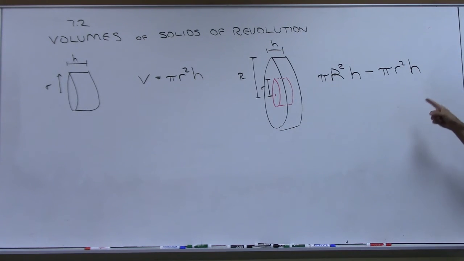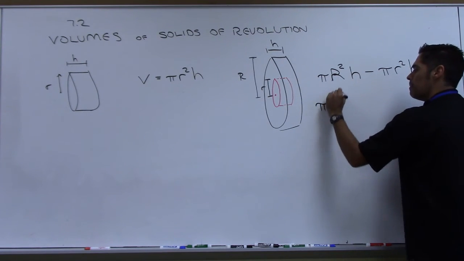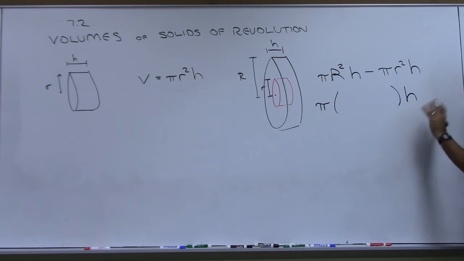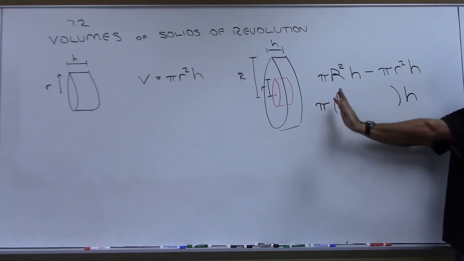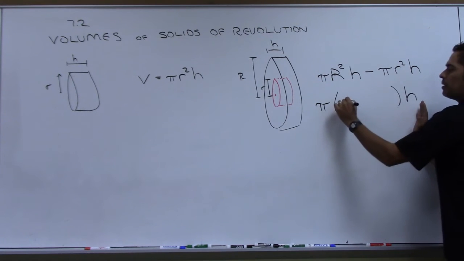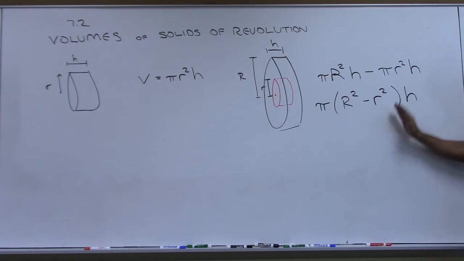And they both have pi in them, don't they? So I'm going to pull a pi out. They also both have an h, but I'm not pulling it out the front. I'm going to pull it out the back, and you'll see why, and you just have to be patient with me here. So I'm pulling a pi h out, but I'm going to put the h in the back and the pi in the front. And then I'm going to put capital R squared here and minus r squared there. Do you agree that this is the same expression as this?